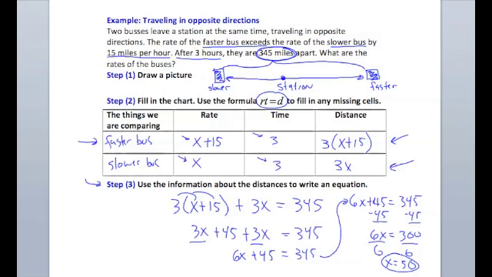And they want to know, what are the rates of the buses? Well, I found x. I can take that and plug it back in up here to find the rates. So the rate of our first bus, or the slower bus, is actually 50 miles per hour. And the rate of the faster bus is going to be 50 plus 15. And if I add 50 plus 15, I get 65 miles per hour. So now I have answered my question about these two buses traveling in opposite directions.